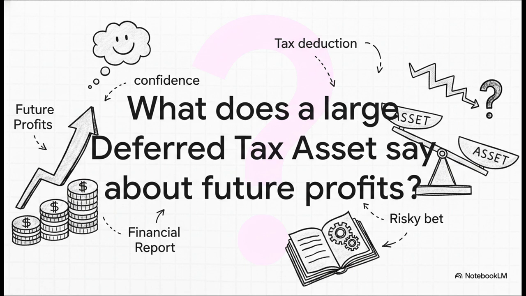Remember that deferred tax asset? That's an IOU from the government. But here's the catch. It's only valuable if the company's actually profitable enough in the future to use it. So the next time you see a company with a giant DTA on its balance sheet, you have to ask yourself, is that a sign of incredible confidence in future profits, or is it a huge, risky bet that might never, ever pay off? Now that's the real puzzle to solve.